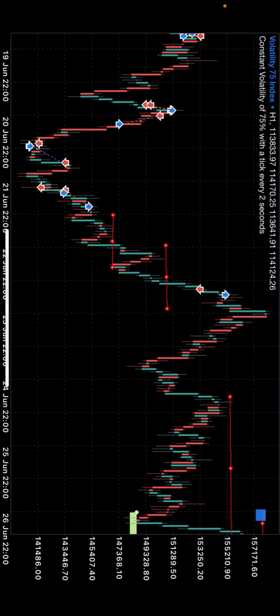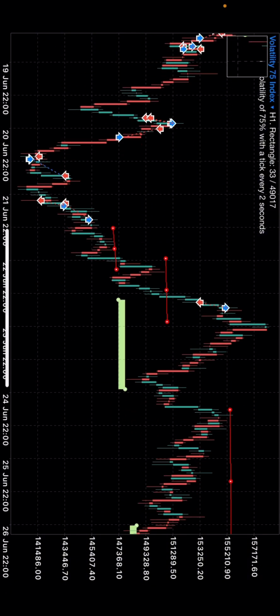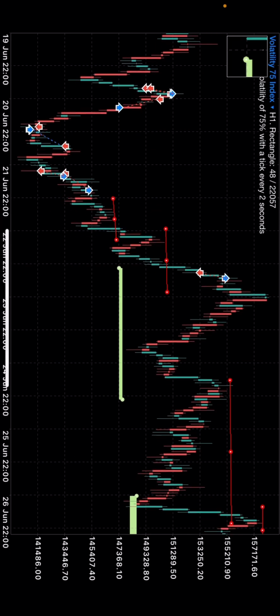You want your demand zone to have a fair value gap. So I'll map it out now. I've mapped it out already.